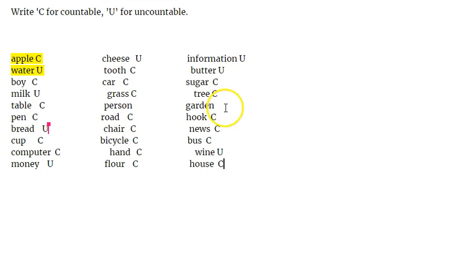All right. But you haven't answered. Person is... All right. How about the garden? What is garden? Garden is like a place, a certain place with a lot of flowers, plants.